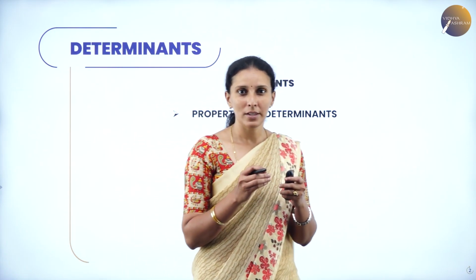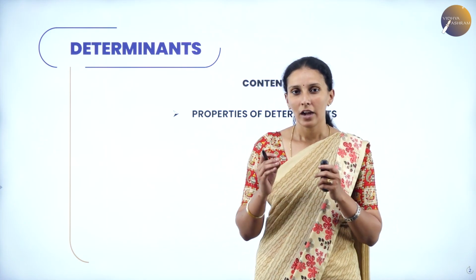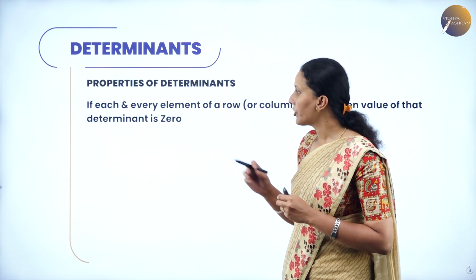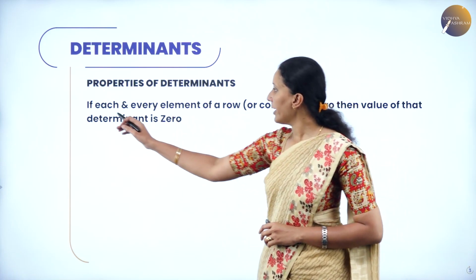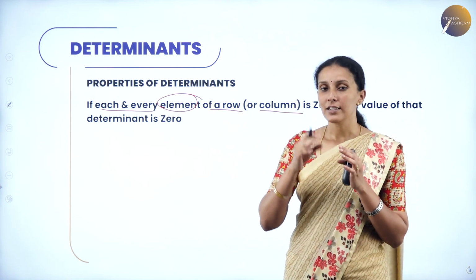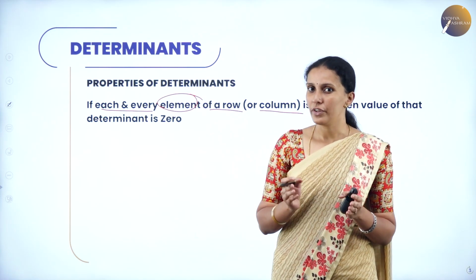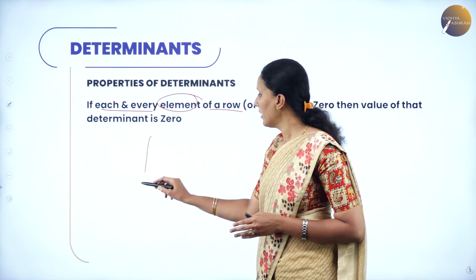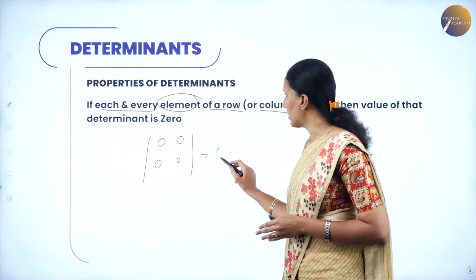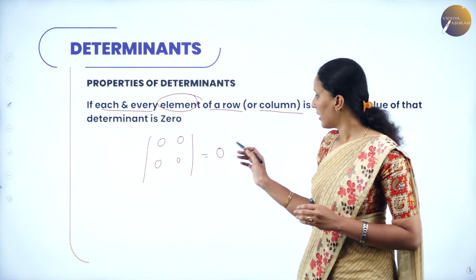So before going to some of the properties which are very important, now let us recall some of the facts and also learn some simple properties of determinants. The very first property, which is very simple: if each and every element of a row or a column is 0, that is, if all the elements in a matrix are 0, then its determinant value is obviously 0. Because see here, if all the elements are 0, then what is the value of the determinant? It must be obviously 0. So this is very simple and sure that you can understand this.